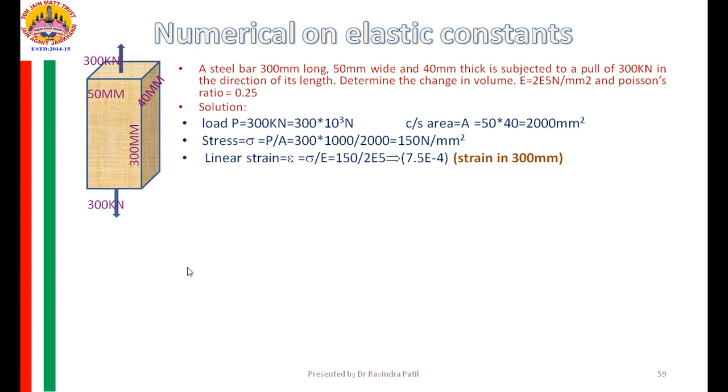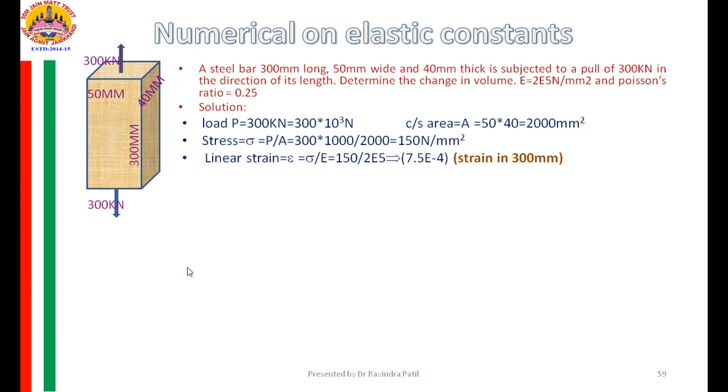Stress is equal to load divided by area. The load he has given is 300 kilonewton, that is 300 into 10 to the power 3, and the area is 40 by 50. Therefore, the stress is load divided by area, which will give you 150 Newton per mm square.